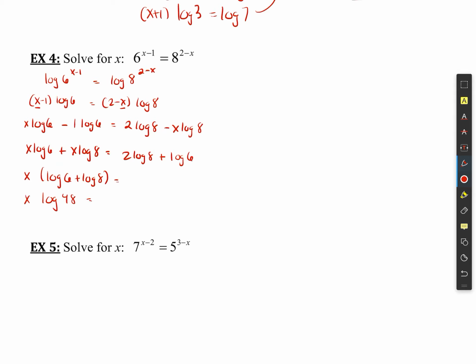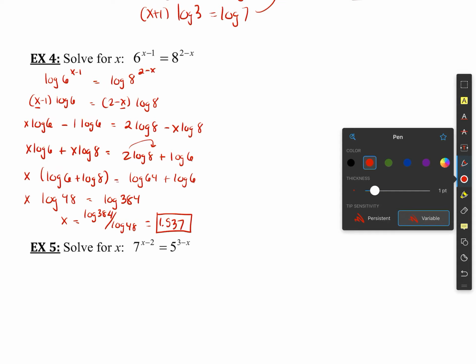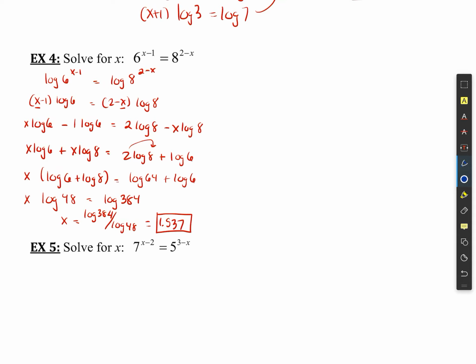And on the other side, I could go the same direction. I could bring up my exponent, make it log 64, plus log 6, which if I combine those, is log 384. Divide by log 48. And x equals 1.537. So that's one way to attack this problem. Again, if you like that method, stick with it. Nothing wrong with that method.